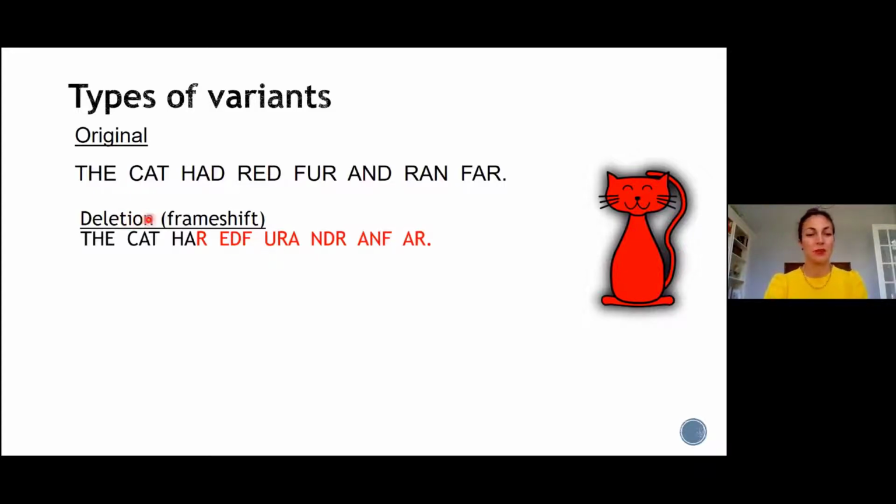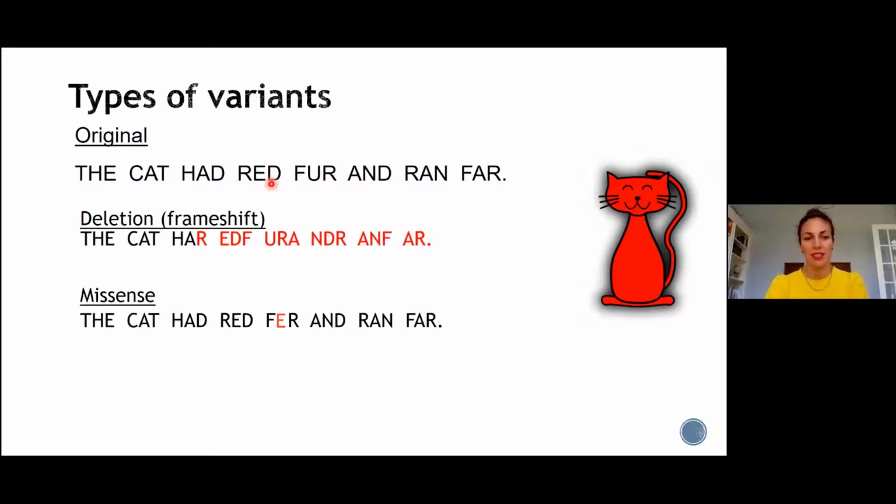You can also have a duplication, meaning that one letter is added. And again, if you add a letter, it's also going to shift the reading frame. We can also see missense changes or missense variants. And this is when a letter, for example, this E is here instead of the U. And so that's when there's a single letter change. So one letter gets changed to another.